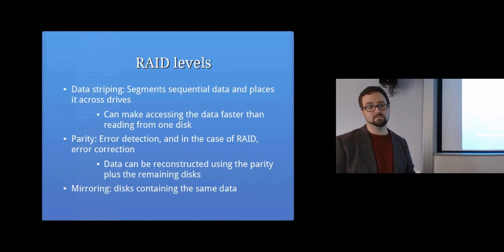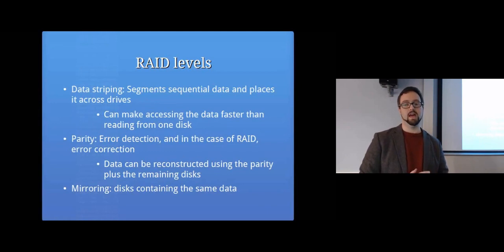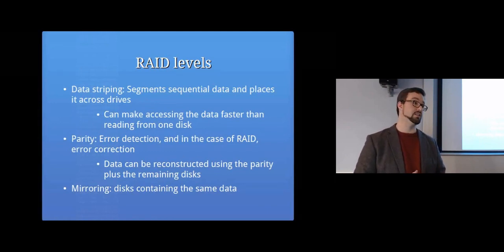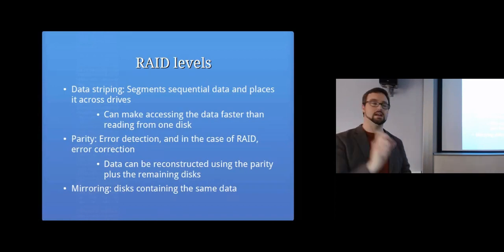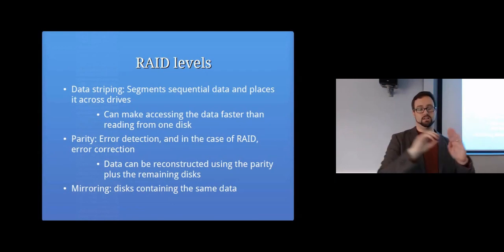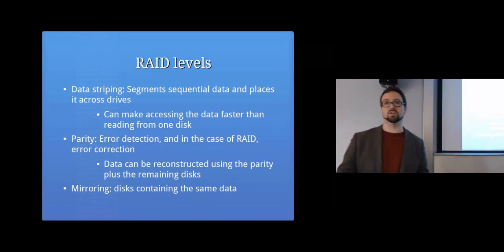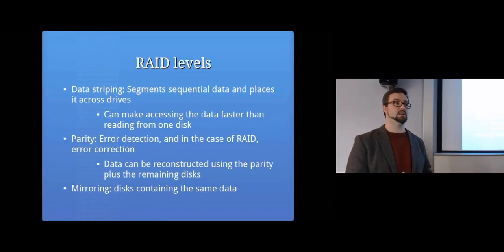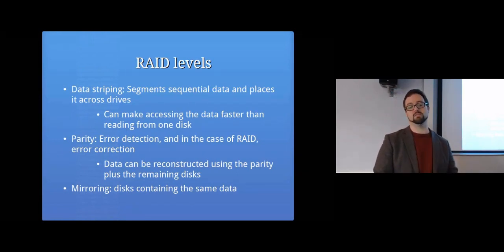You get parity, which is basically error detection, and it can also provide error correction. That's where you can detect whether something goes wrong. If something gets corrupted, it's got a checksum kind of thing where it looks at it and goes, okay, something's changed. But then you can also recover the original data. So if one hard drive dies, it gives you the ability to recover that information back.